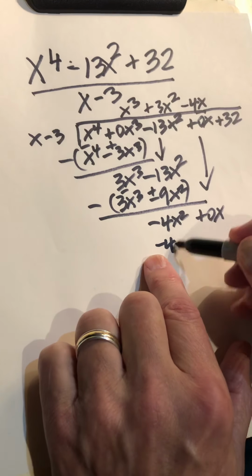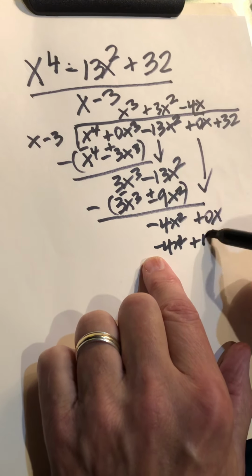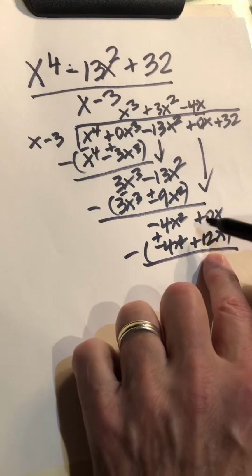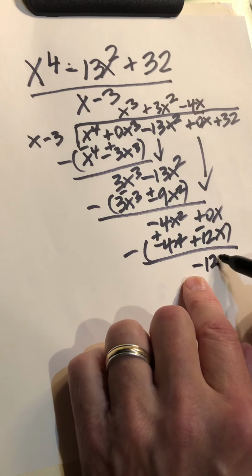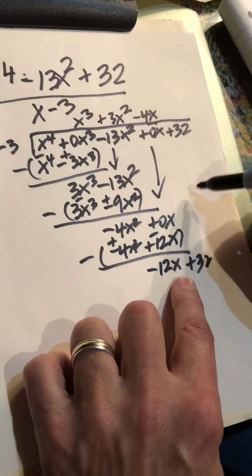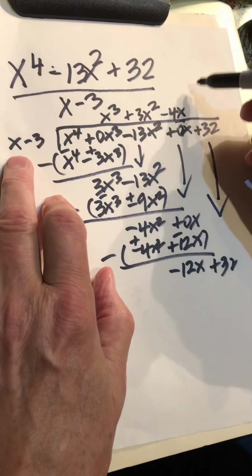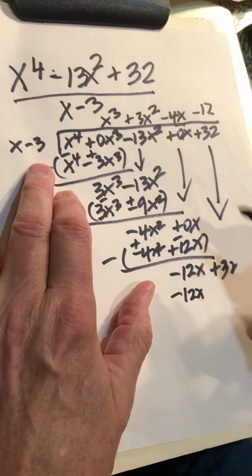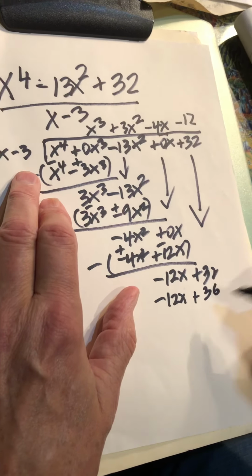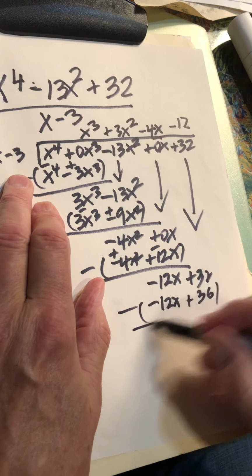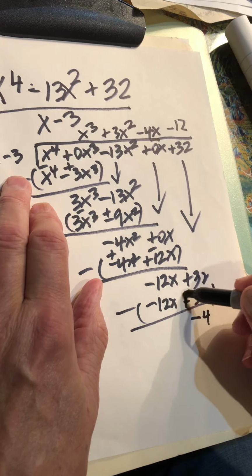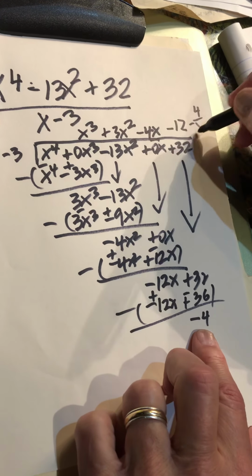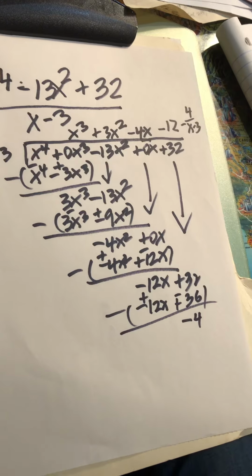And that's going to be negative 4x squared plus 12x. Subtract that whole thing. That's plus, and that's minus. So that's minus 12x plus 32. And so that's going to be negative 12. And it should be done there, negative 12x, and that's plus 36. But that's minus, and that's negative 4 here. Wow, okay. So it's minus 4 over x minus 3. And you say, wow, long problem.